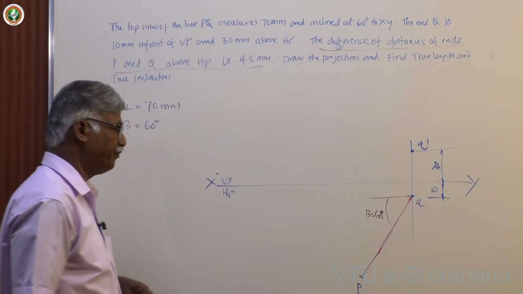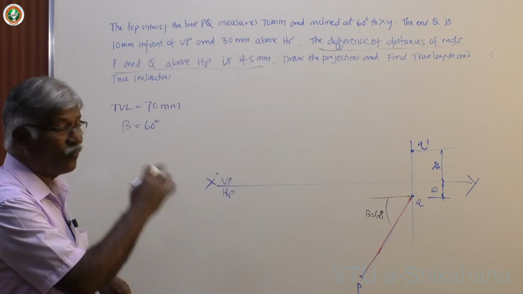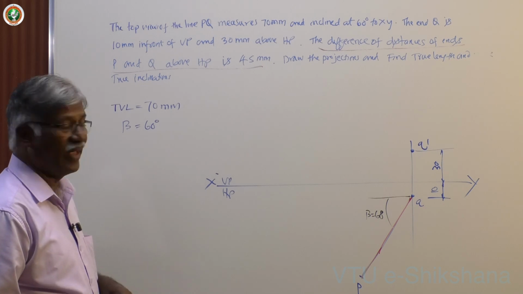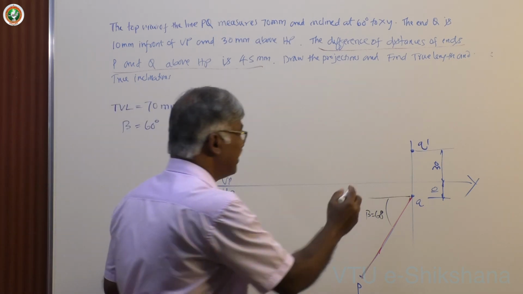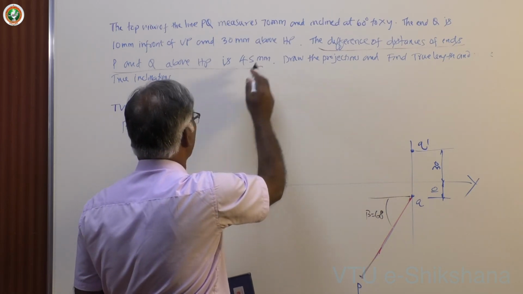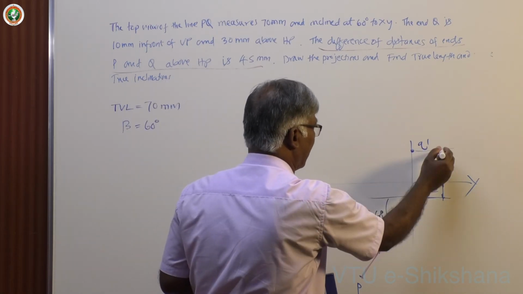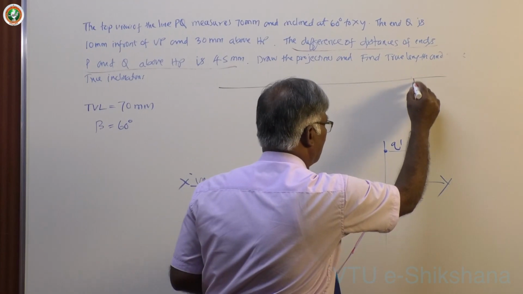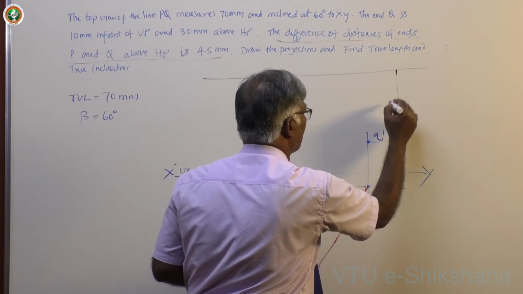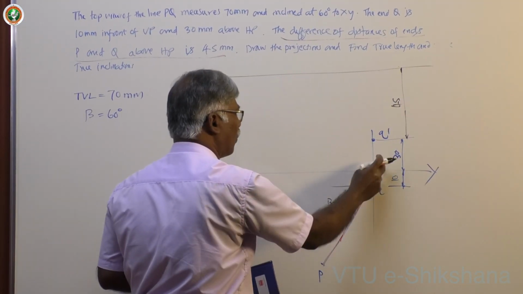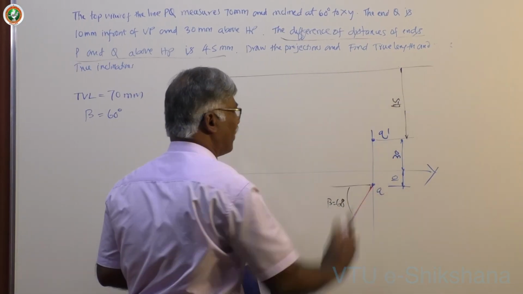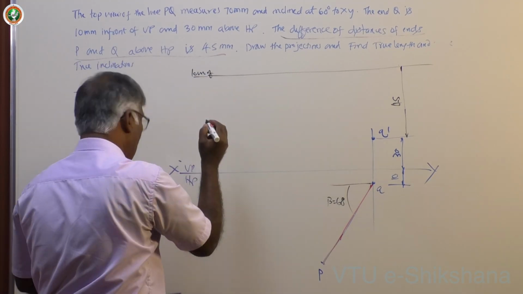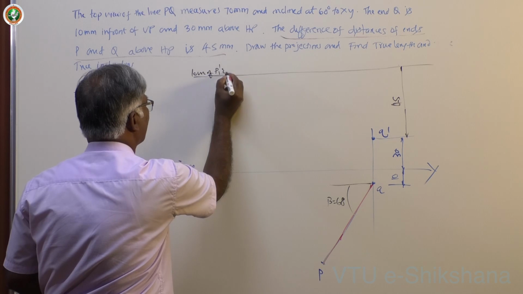Now, how to fix the locus of P dash in the front view area? He says the difference of distances of ends P and Q above HP is 45. So, this is 30. The 45 mm above that you have to take, and draw a line. This length is 45. This height is 45. That's what this says. Total 75. This is 30. This becomes 45. Now, I have to note this as the locus of P1 dash and P dash.